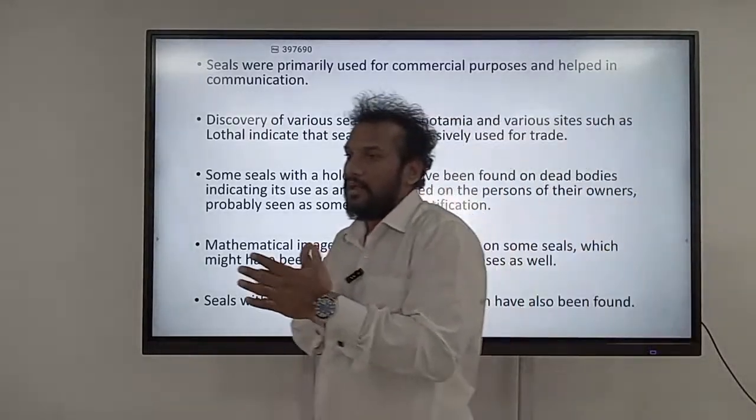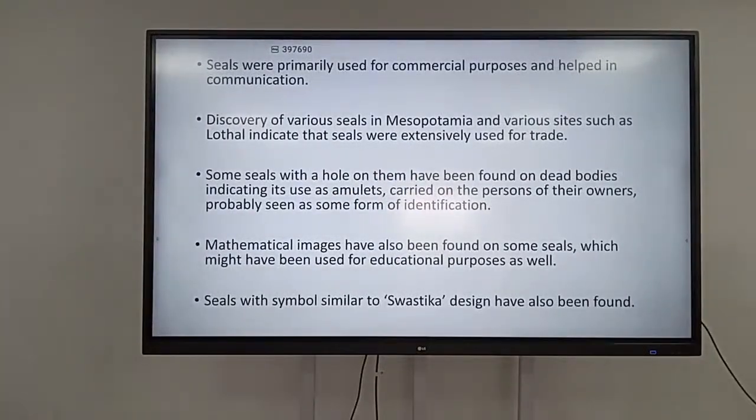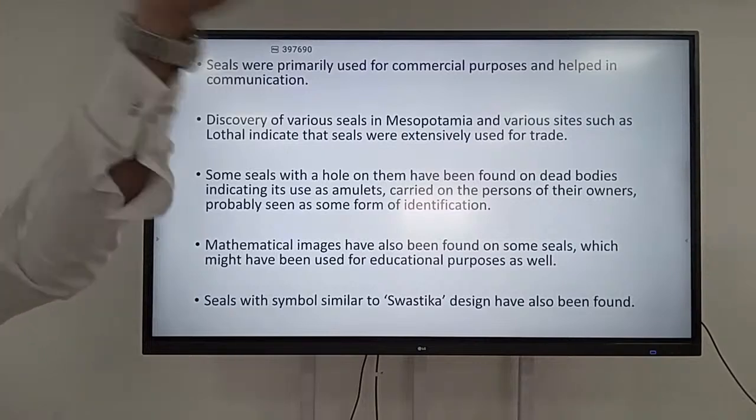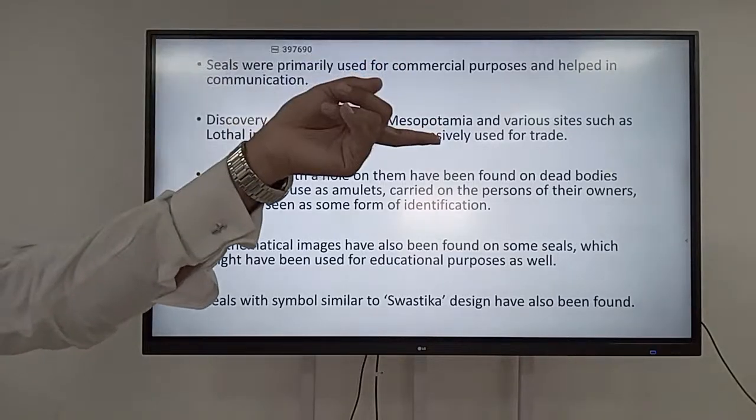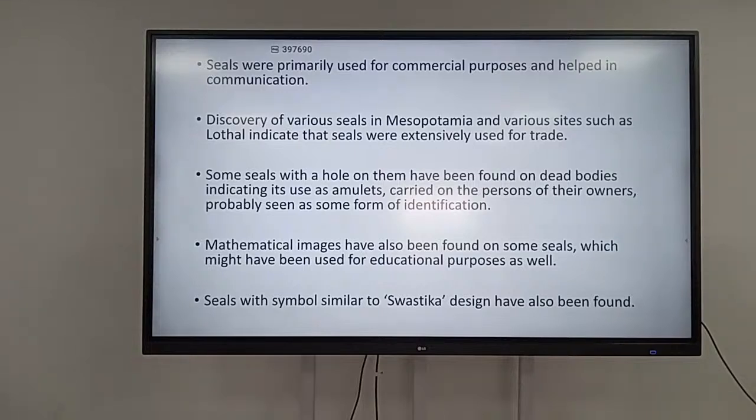Now, what is the purpose of making the seals, or the uses of seals by those IVC people? Those seals were used mainly for two purposes: one for commercial purpose and another for communication purpose. In what way can we say that it is a commercial purpose? Harappan seals are found in Mesopotamian sites, and Mesopotamian seals are found in Harappan sites. That means they used to trade with seals. They also used seals as trademarks and for sealing the goods.